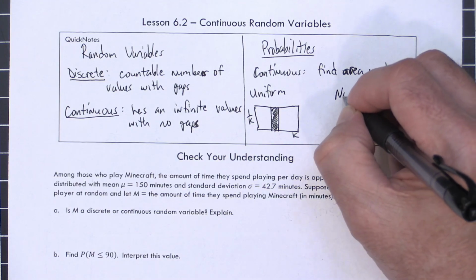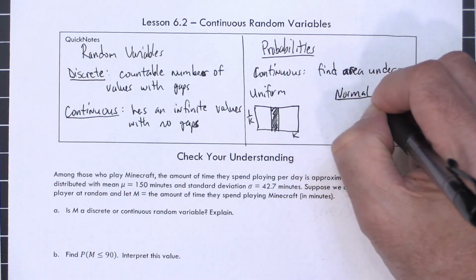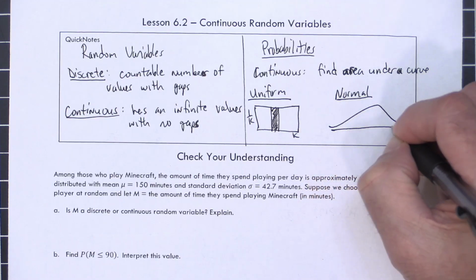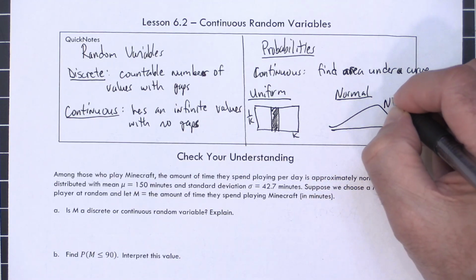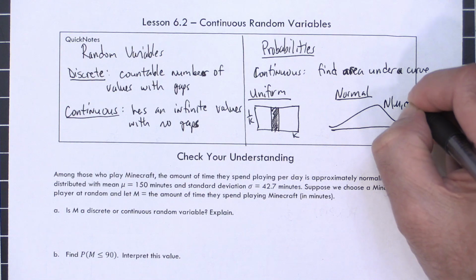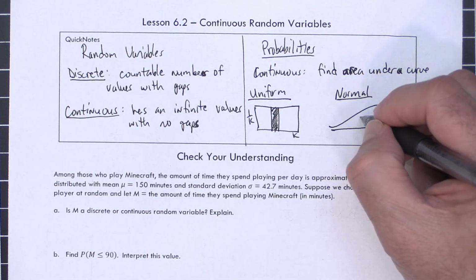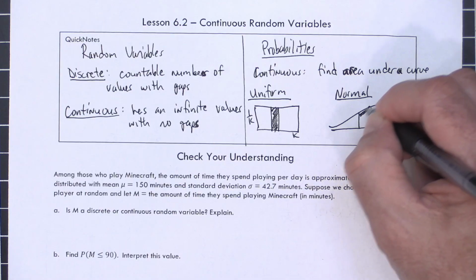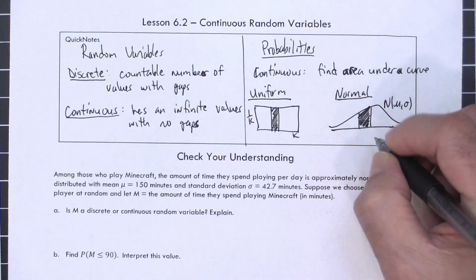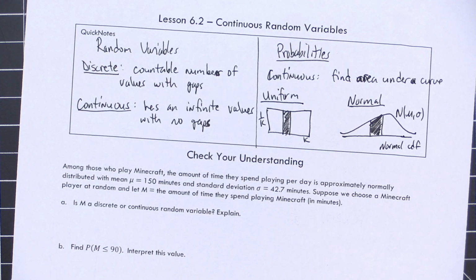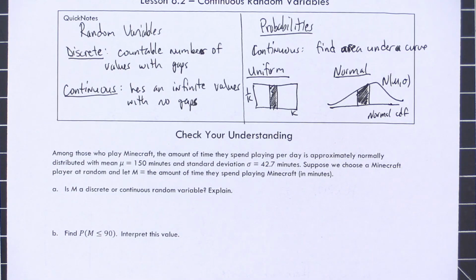The other one, of course, would be the normal curve. Remember the normal curve? We just do the old mu and standard deviation there. And again, we just use our calculators and we find the area. This is the normal CDF, okay?